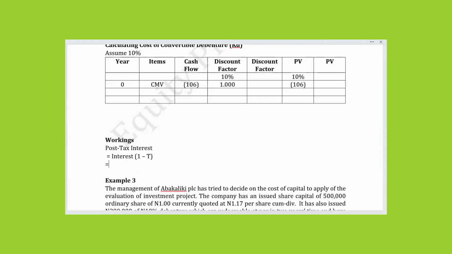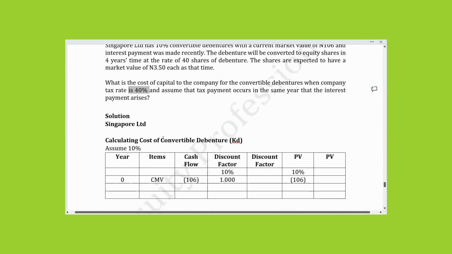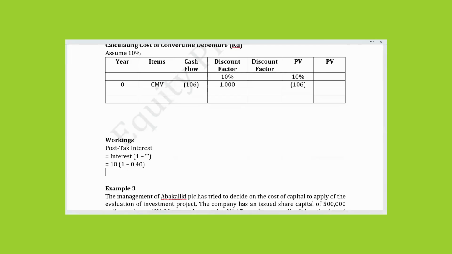you go back to the question, how much is the interest rate? We are given 10%. Forget about the percentage, because debt is always quoted at 100 naira per unit. By the time you multiply 10% of 100 naira, you are going to get 10. If it is 7%, 7% of 100 naira, you are going to get 7 naira. So just ignore the percentage. Use the figure as given to you. In the question, we are told that the company tax rate is 40%. So 1 minus 40%, here will be 1 minus 0.40. Therefore, after-tax interest is equal to 6 naira.